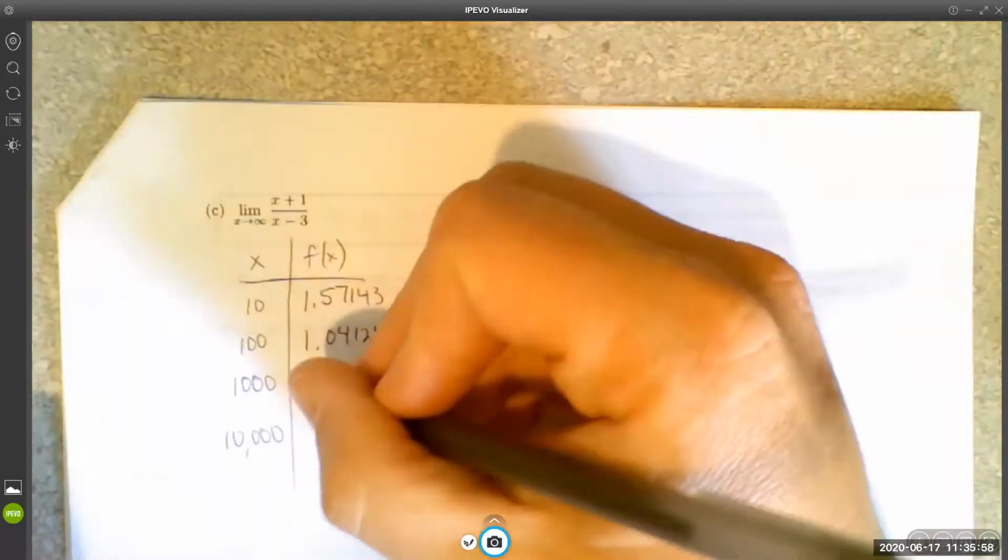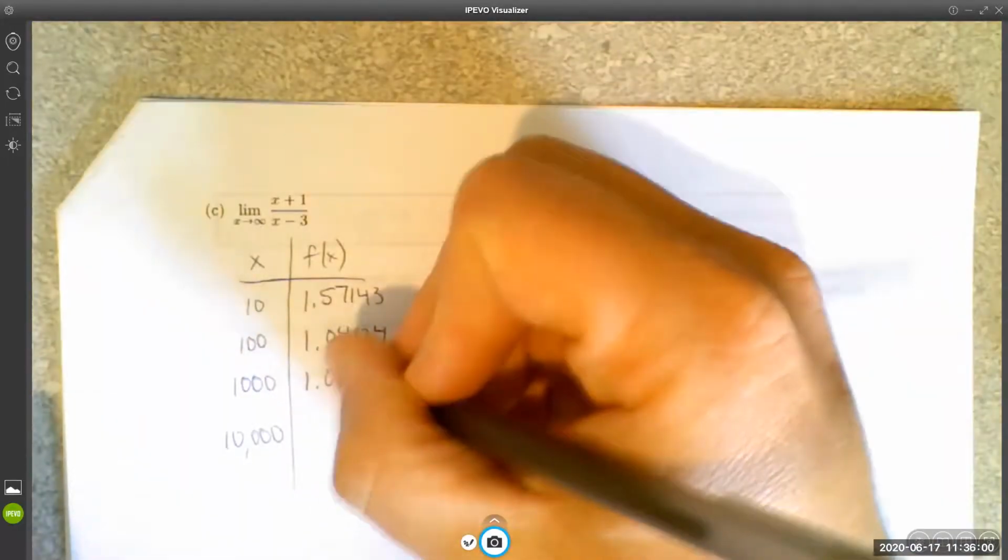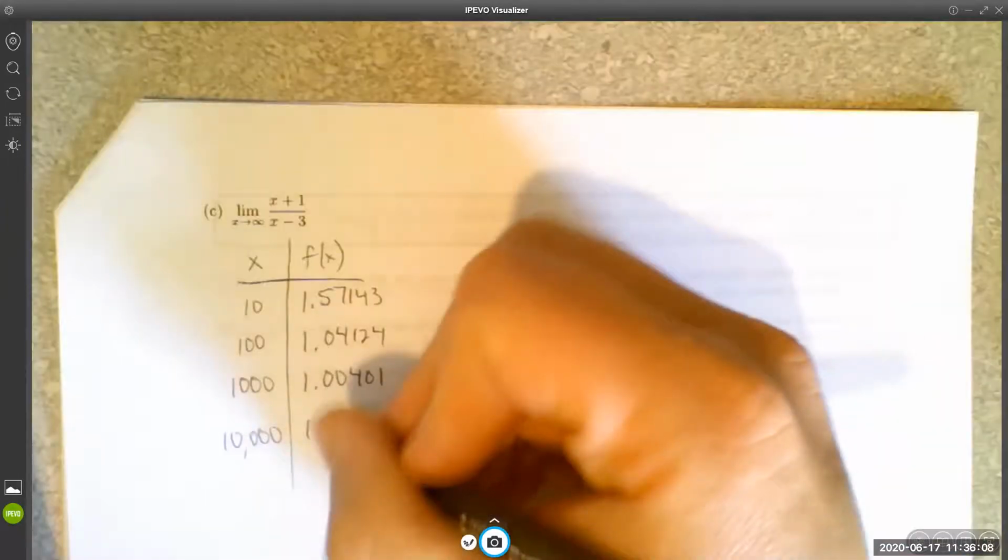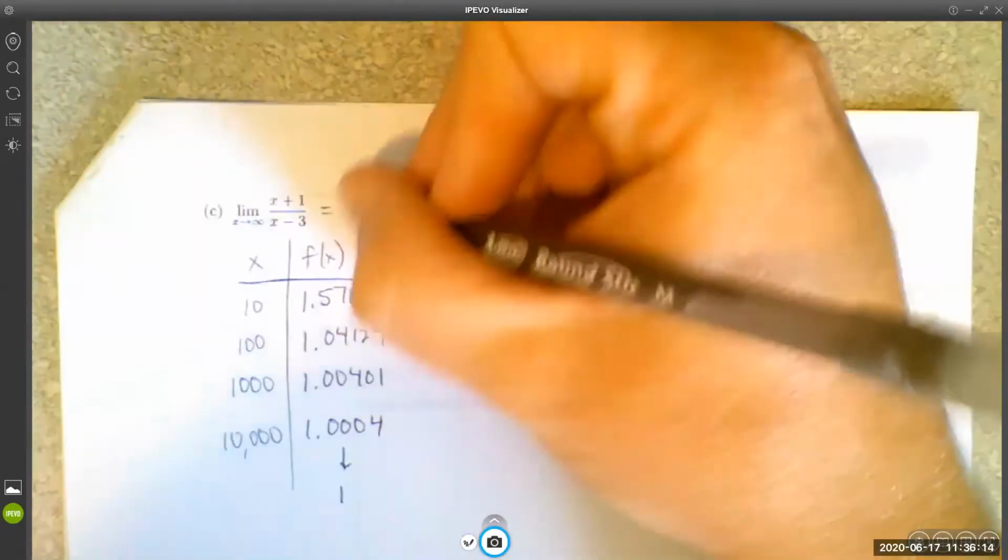Yeah, if we plug in 1,000, we get 1.00401. And if we plug in 10,000, then we're getting 1.0004. So yeah, I think what's happening is that we're approaching 1. So we would say the limit as x approaches infinity of this thing is 1.